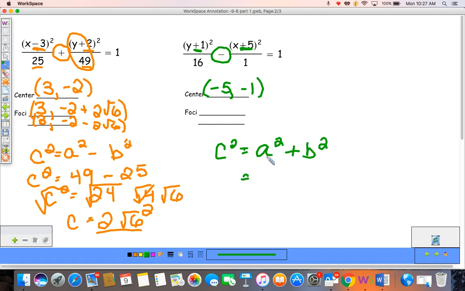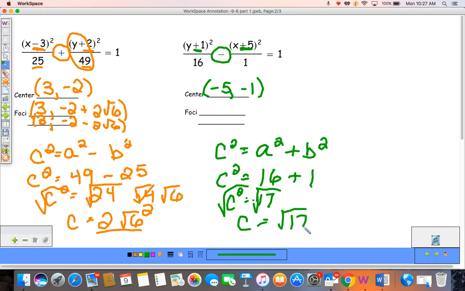And this one doesn't matter. It really doesn't because we're adding them. So 16 plus 1 is 17. We take the square root. I would simplify that if I can, but I really can't, guys. So it's just square root of 17.